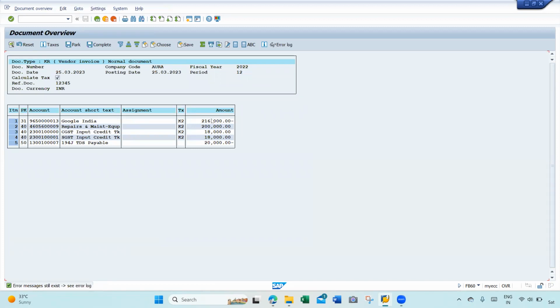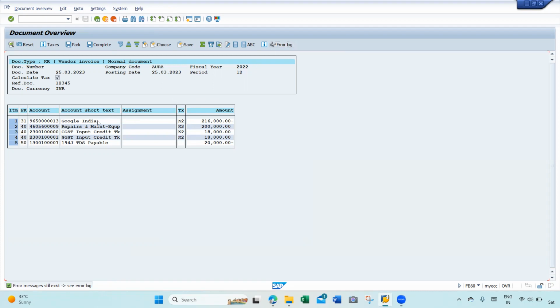And repairs and maintenance equipment, 2 lakhs. CGST 18,000, SGST 18,000. That is 9% on 2 lakhs with input credit. You see here, CGST input credit, SGST input credit. That means these two are assets, and this is expense, 2 lakhs. And TDS is liability, it is in minus. And Google India has got the credit after deducting TDS on 2,36,000. This is how the entry should come, and this should be understood by the functional consultant so that he will configure the GST conditions accordingly.